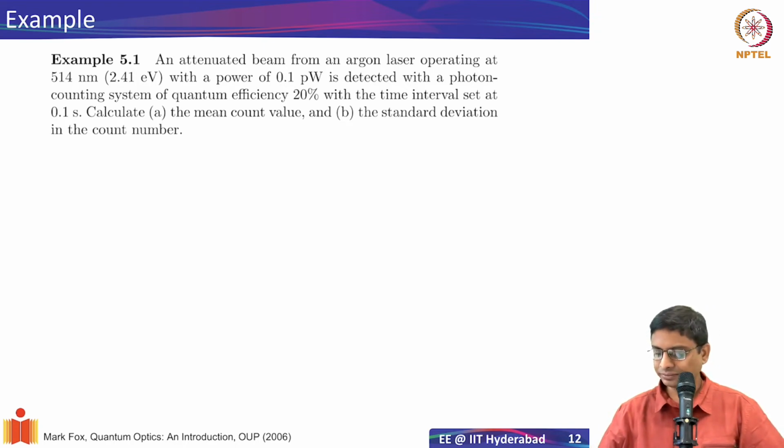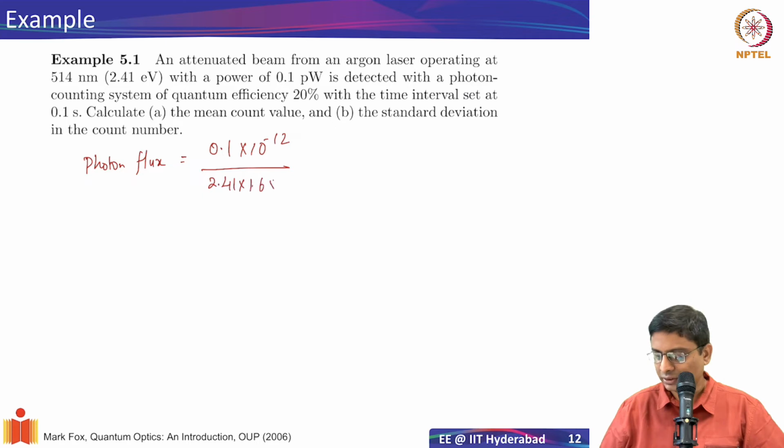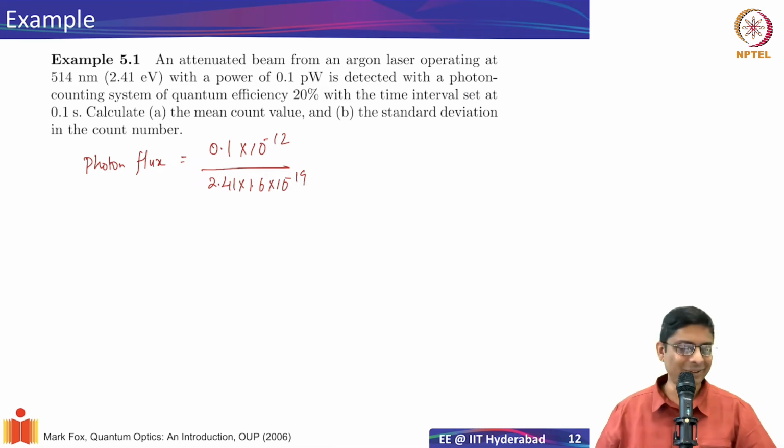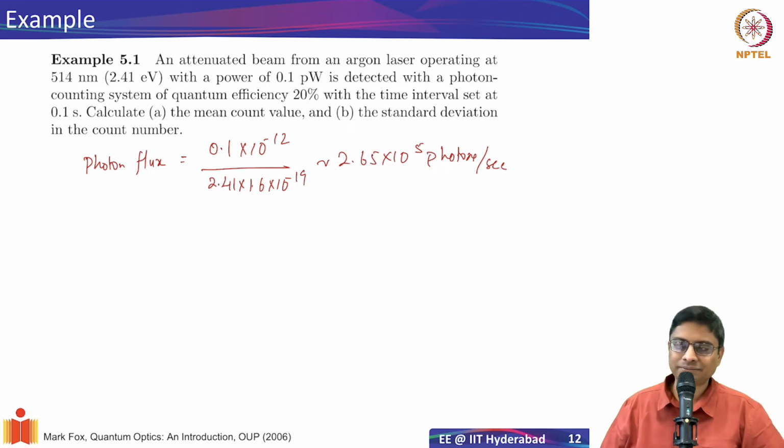So you are given power and you are given the energy of the photon. So photon flux, we have done this multiple times in the last lecture. It's going to be 0.1 picowatts, that is 0.1 times 10^-12, divided by 2.41 times 1.6 times 10^-19. Now I have notes here which tell me what the answer is. It is going to be 2.65 times 10^5 photons per second. Alright. This is my calculation.